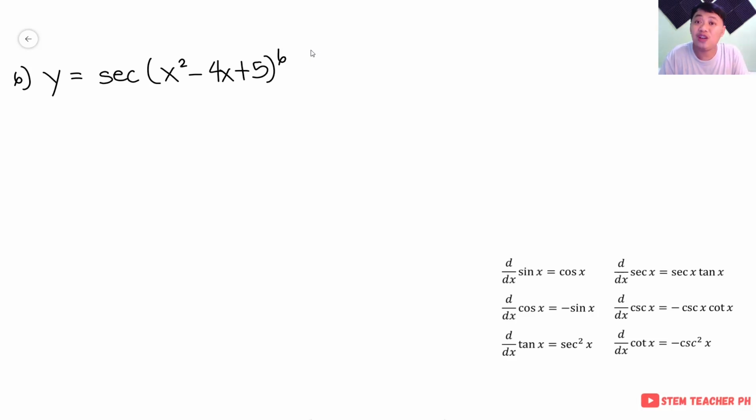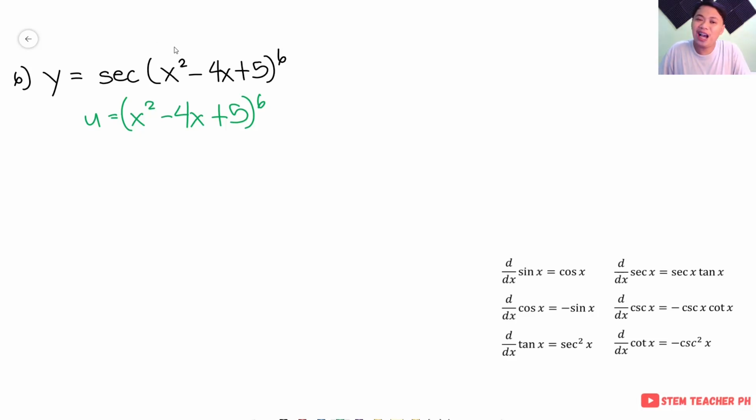We will be using the formula. Let's start dun sa buo muna. So we let u be equal to yung buong nasa loob, that is x squared minus 4x plus 5. This is all raised to 6. Para ito ay maging secant of u. So we have the value of our y.